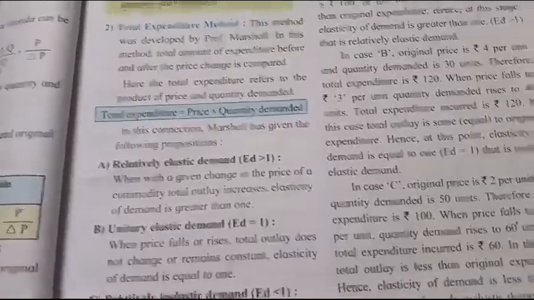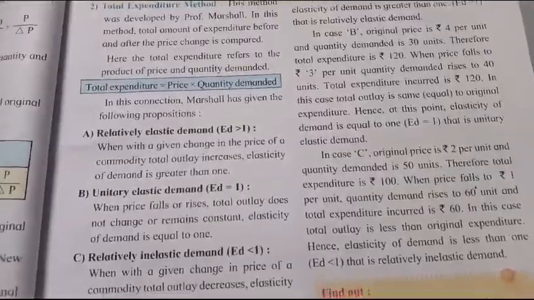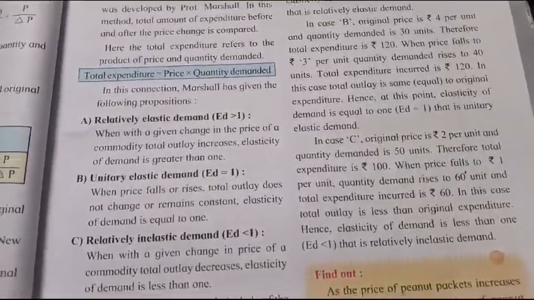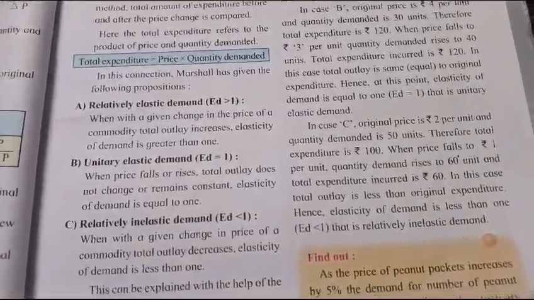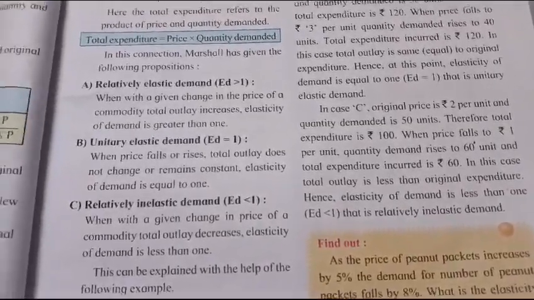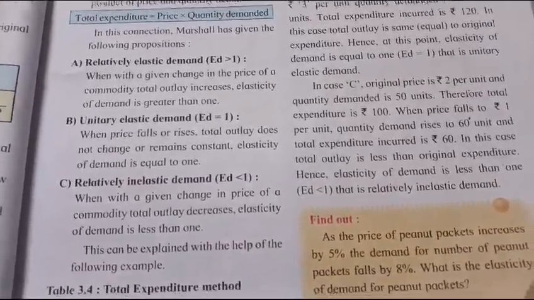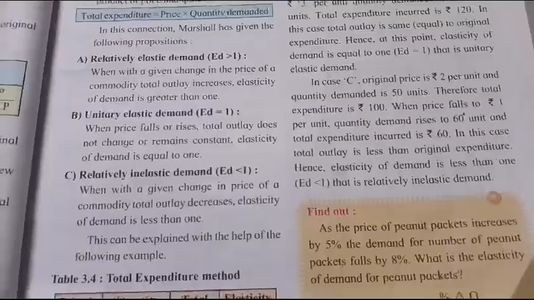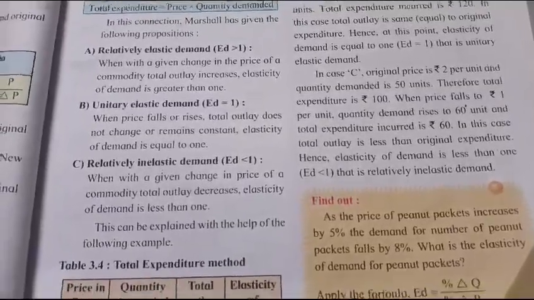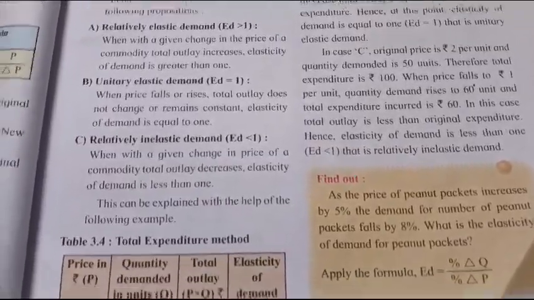Second, total expenditure method. This method was developed by Professor Marshall. In this method, total amount of expenditure before and after the price change is compared. Here the total expenditure refers to the product of price and quantity demanded. Total expenditure is equal to price into quantity demanded. In this connection, Marshall has given the following propositions.